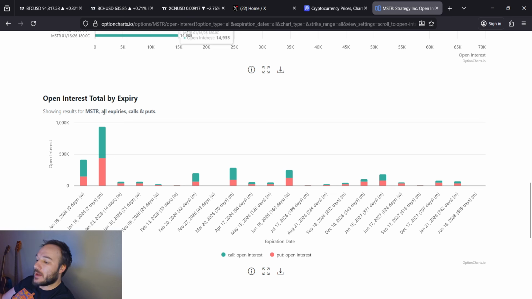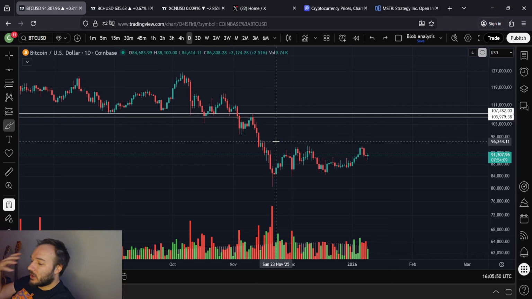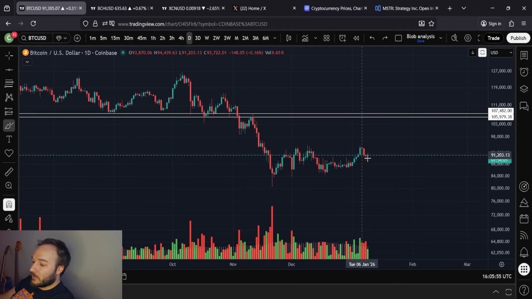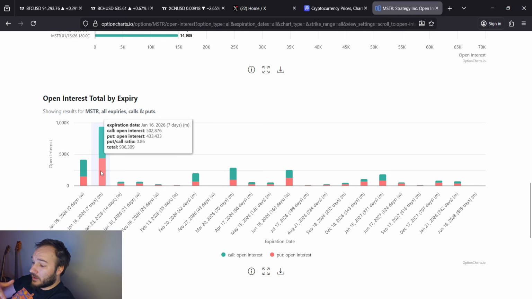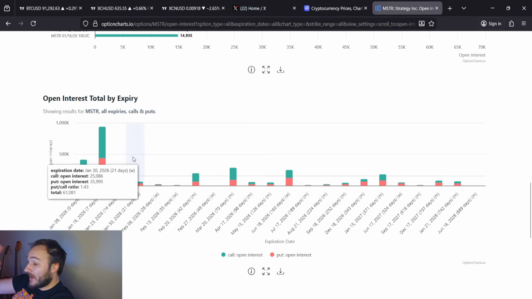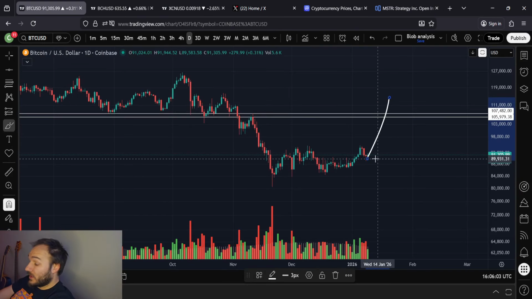Why does MSTR matter for Bitcoin? It's the largest single entity custodian of Bitcoin in the world. What's good for Bitcoin is good for MSTR and vice versa. If MSTR is expected to pump after the 16th, Bitcoin is probably going to pump too. That's just my thoughts. And we've been talking about that for months now.